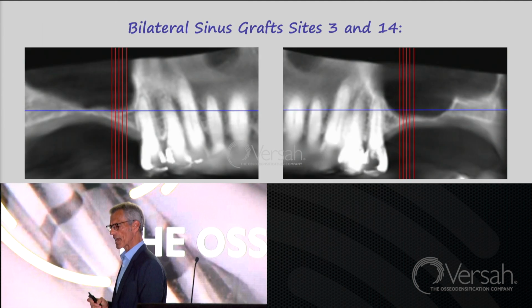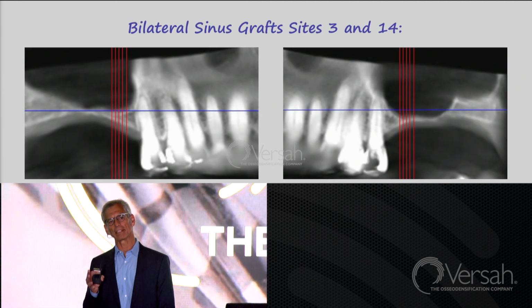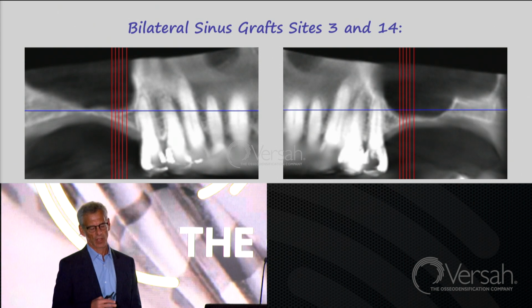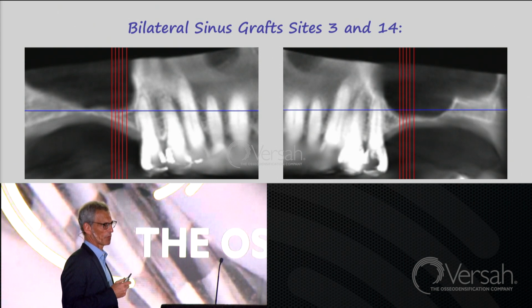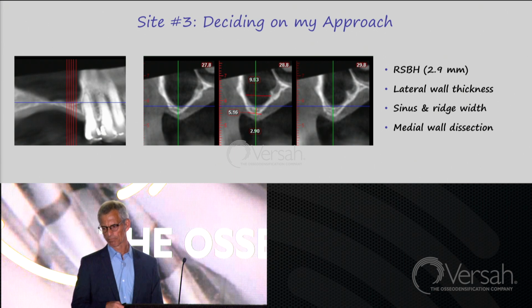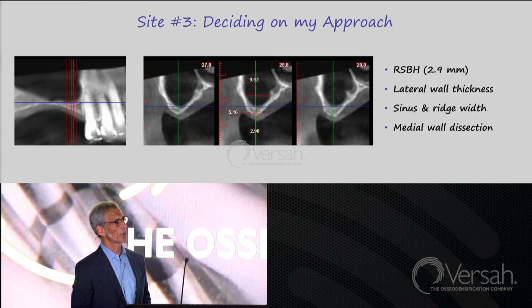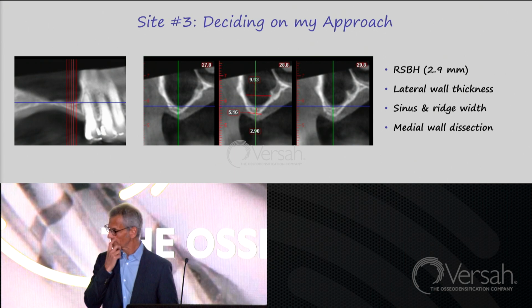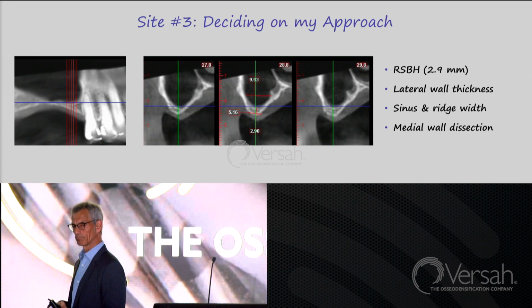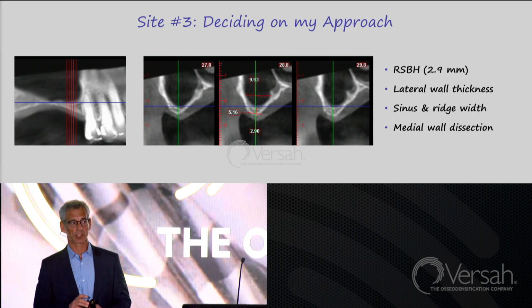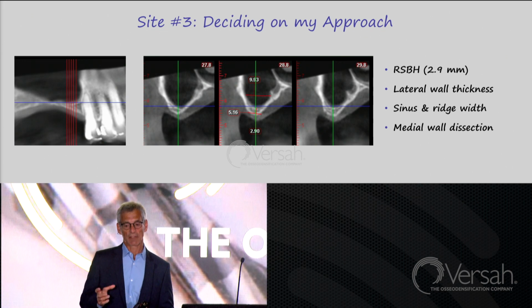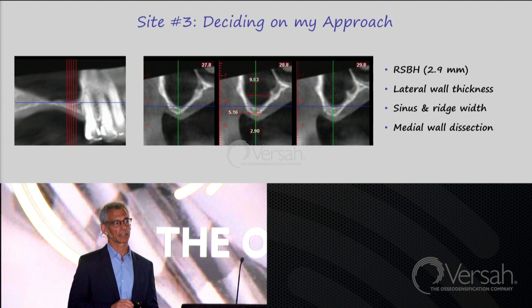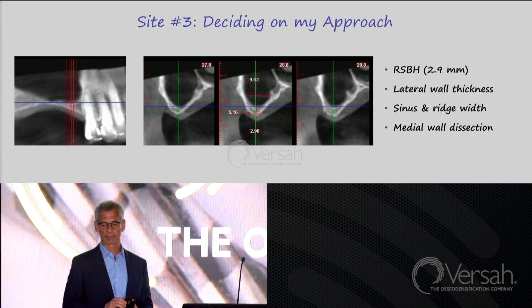I'll finish with this case. I'm going to do bilateral sinus grafts on this patient at site numbers 3 and 14. Let's decide on my approach. Beginning with site number 3, I've got 3 millimeters of subantral bone. For me, that's usually a staged sinus graft. I've got a thick lateral wall. That's going to make a lateral window osteotomy a little challenging.